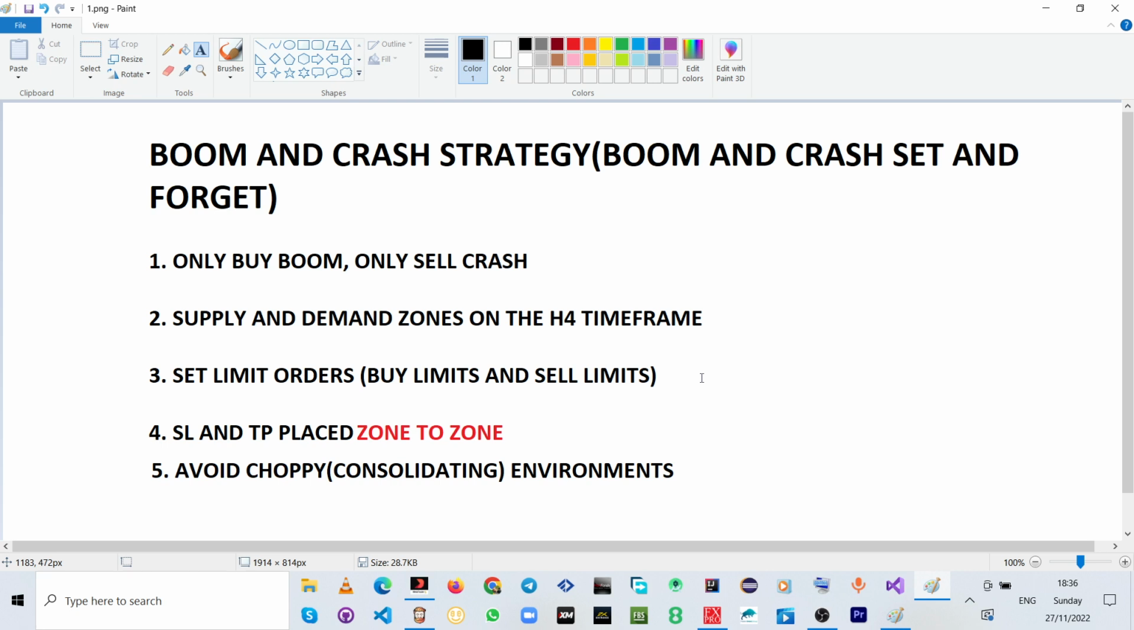Setting limit orders. We trade using limit orders, the buy limits and sell limits only. So that's why I was saying you set and forget. You just set your limits, buy limits, sell limits, and forget about it. Then, going on to number 4, you also need to place your SL and TP zone to zone. So you place your stop loss according to the zone that you would have used, and you place your TP according to the coming zone that's ahead.